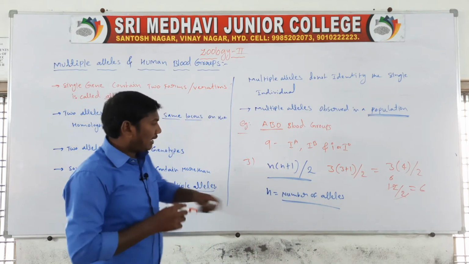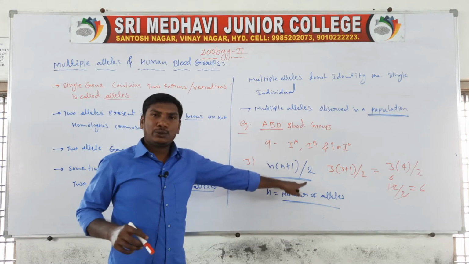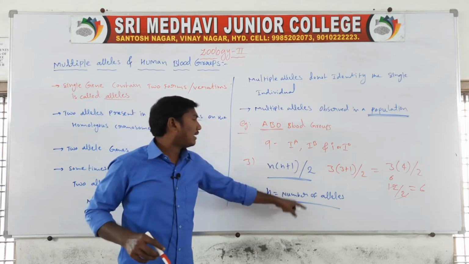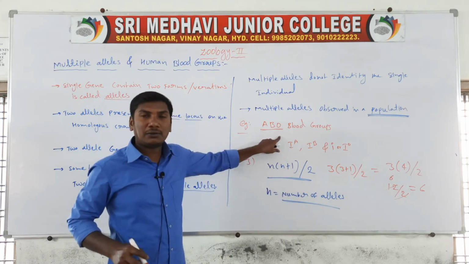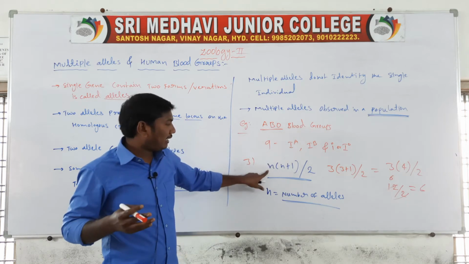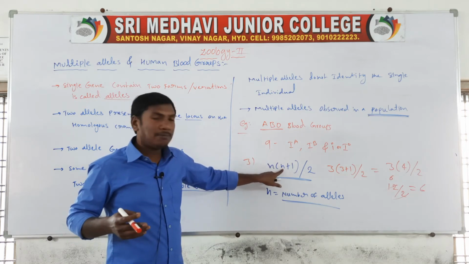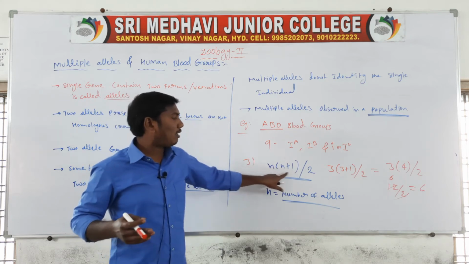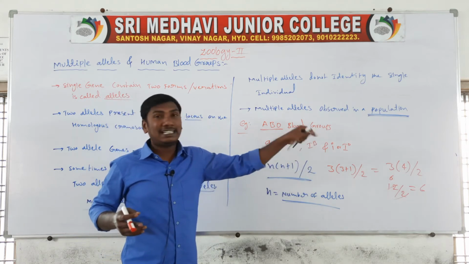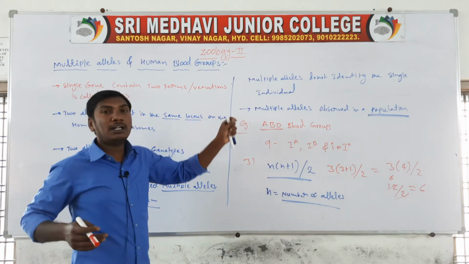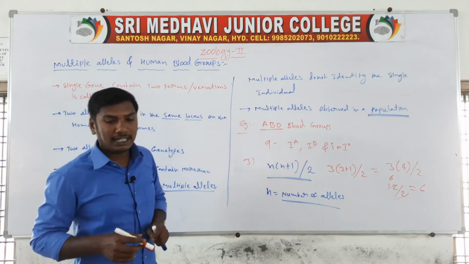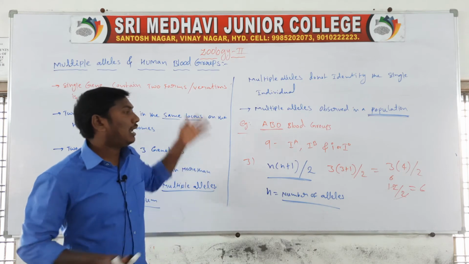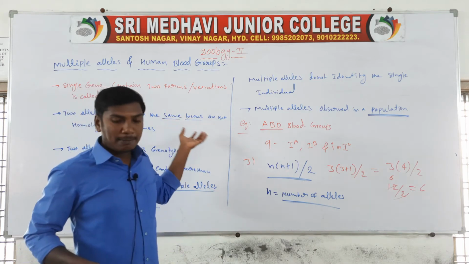To recap, the equation is n into n plus 1 by 2, where n means the number of alleles. For the ABO blood groups, n is 3. So, 3 plus 1 is 4, 4 into 3 is 12, and 12 by 2 means 6. So, the 6 genotypes make up the human blood groups. They are the multiple alleles.